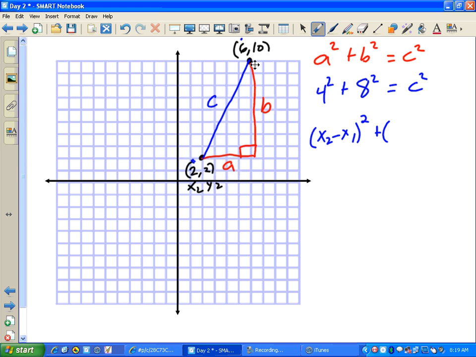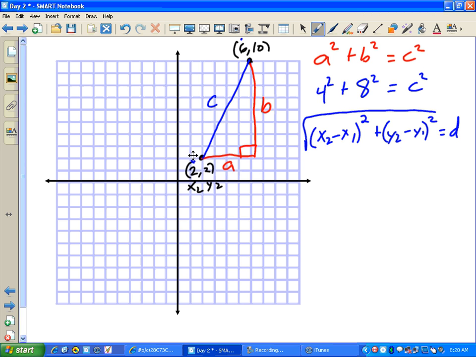Then I took my change, B, which is my change in my y value. I take 10 minus 2 to get how tall this right triangle is. So that's why I get the y2 minus y1. And I square it. And this would equal my distance squared, because distance is just the length of c. Well, I don't want distance squared, I want distance. So that's why we're actually square rooting this whole thing to cancel out the squared here. And that's where the distance formula comes from.